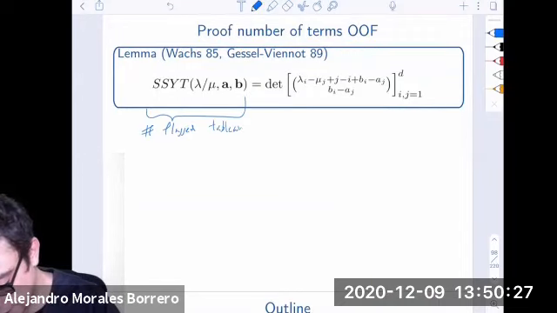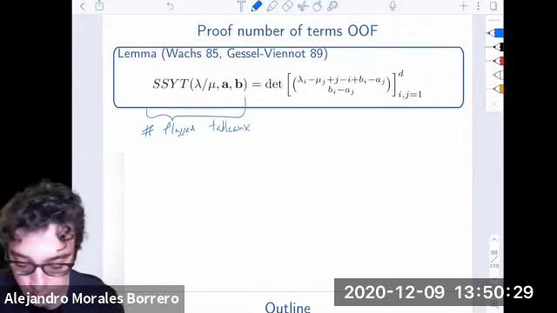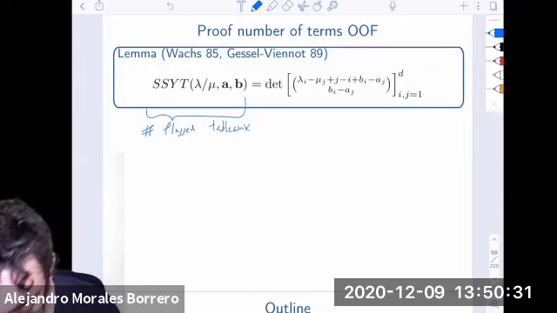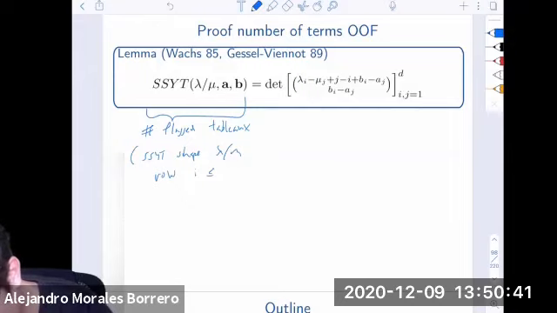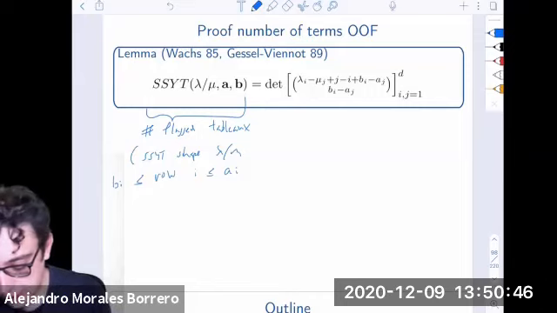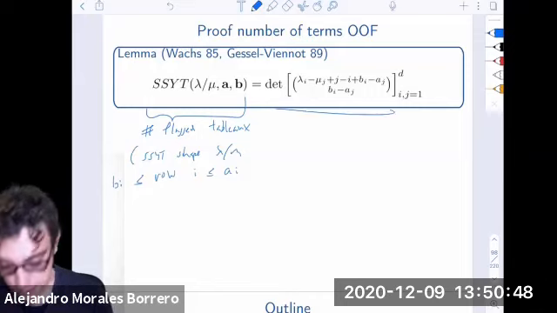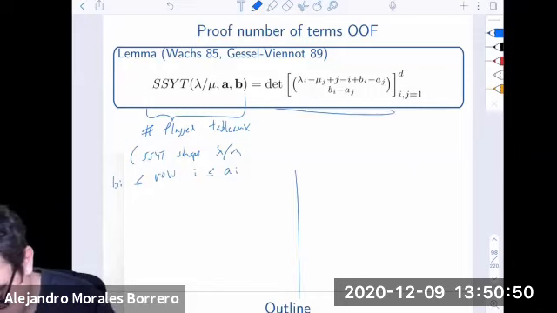So as a result of Michel-Wax and using the Kessel-Vienno theorem, if you count the number of semi-standard tableaux, so what are these? These are semi-standard Young tableau of shape lambda mu, where in row i the entries are less than a_i and bigger than or equal to b_i, there is this general determinant formula. And this kind of proves both, actually.